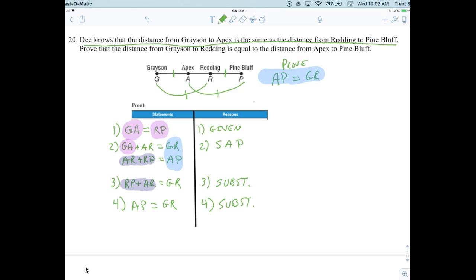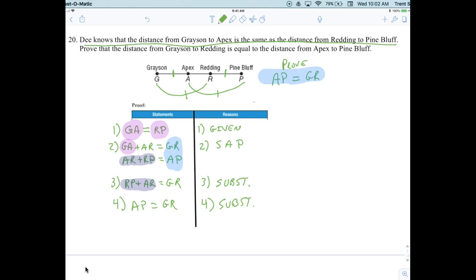Yes, sir. Well, can't you figure out that AP and GR are equal? Because after the segment addition, AR is being added to both GA and RP. So isn't that segment addition, symmetry addition? I thought that was addition symmetry.